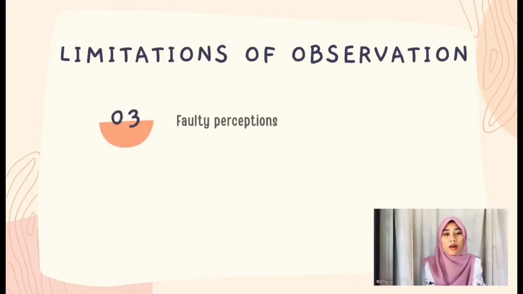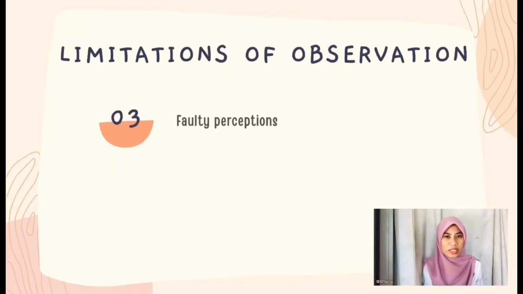Third, faulty perception. Observations require a high level of skill. Individual perceptions may be false, and the observers can never be certain that what they are saying is the same as what their eyes see. What observers see and interpret may not be the same.